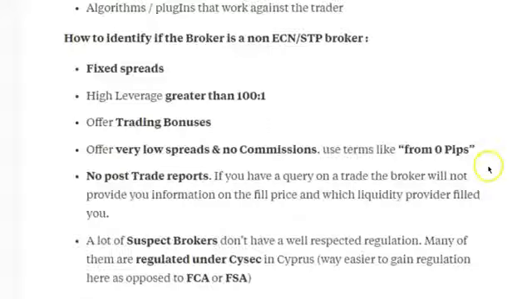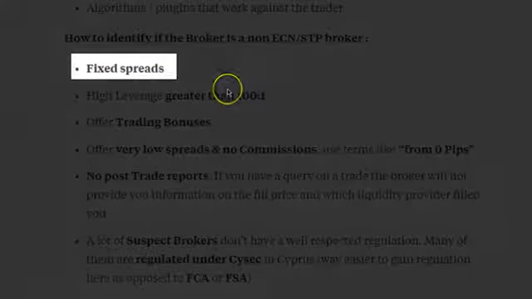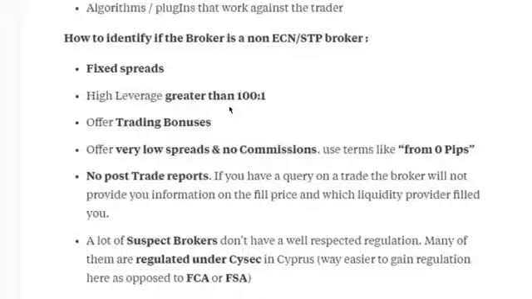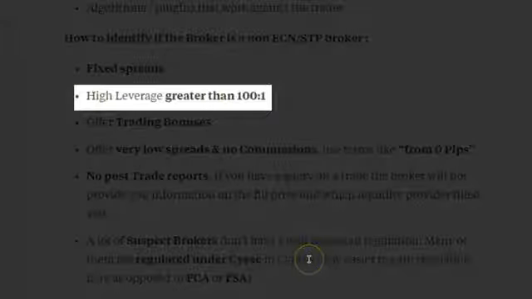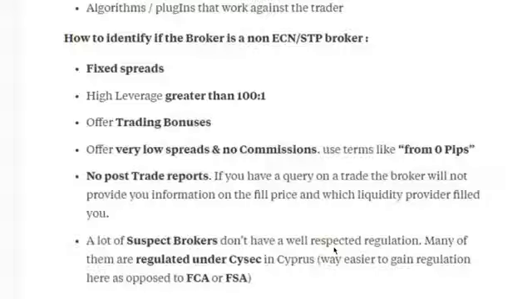So what you want to be looking for, when you're choosing your broker, is if they have fixed spreads, then this is how to identify the broker as a market maker. If they have a high leverage, so if they offer you anything over, say, 100 to 1, what they want to do is get you to trade with more risk and blow your account quicker.